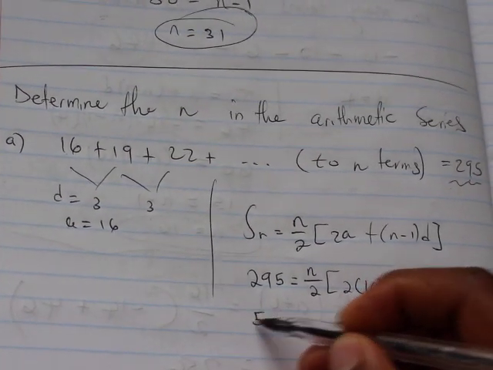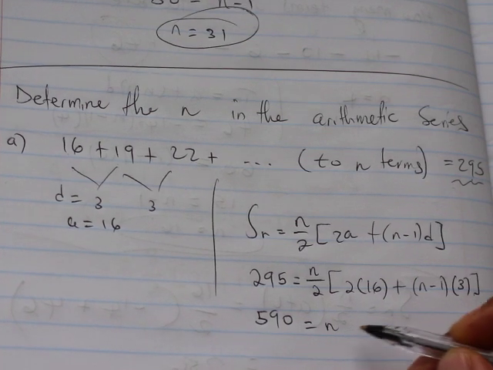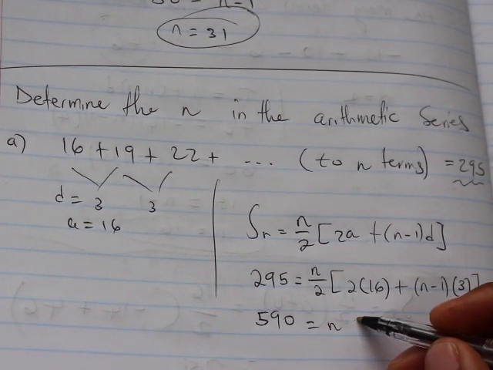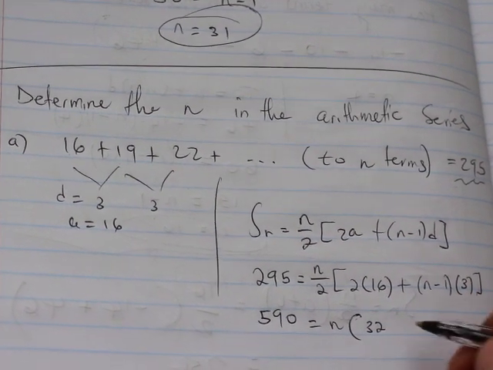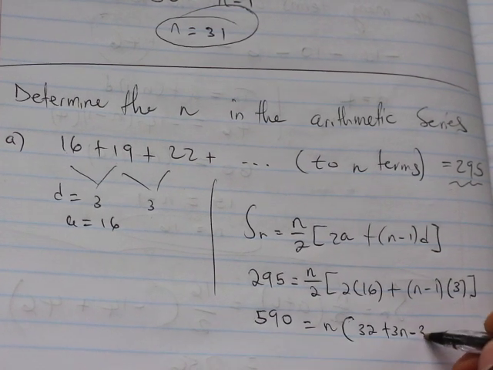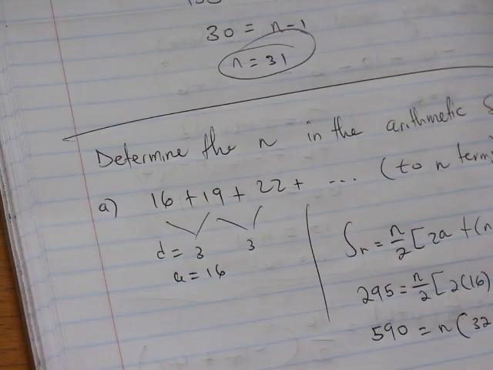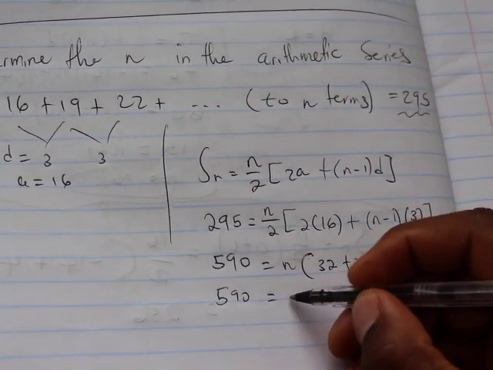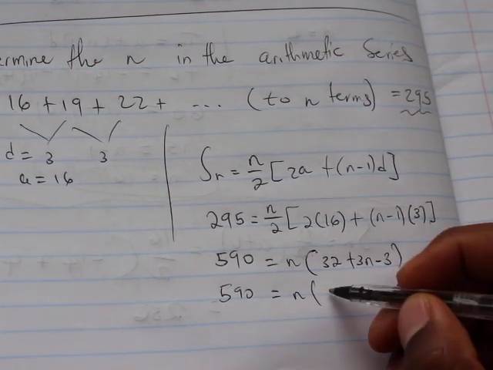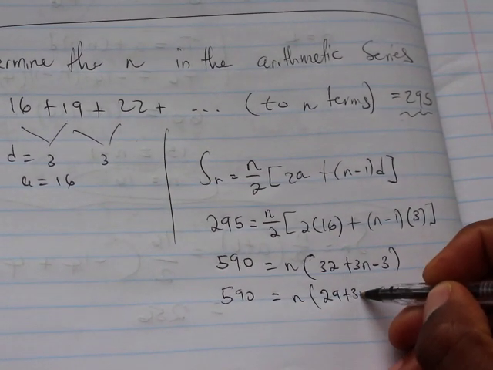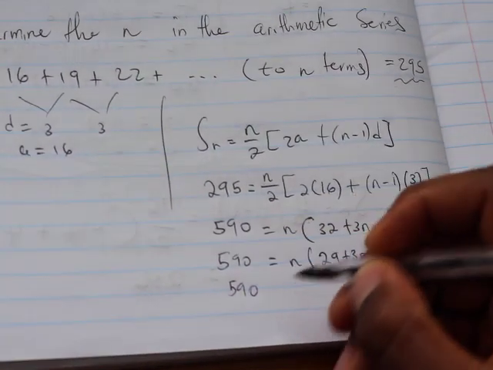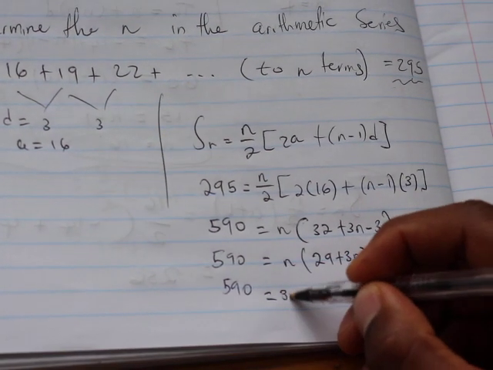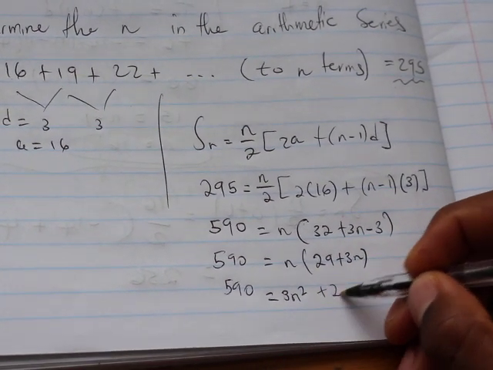So 590 is equal to n into what? Into 2 times 16, that's 32, plus 3n minus 3. Okay, so 590 is equal to n into what? 29 plus 3n. Okay, and then we multiply throughout by the n. So 590 is equal to 3n squared plus 29n.